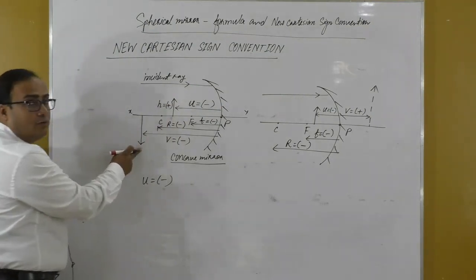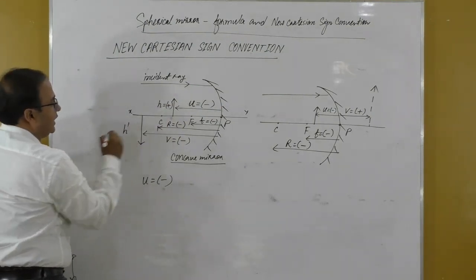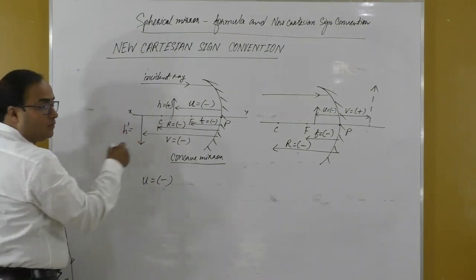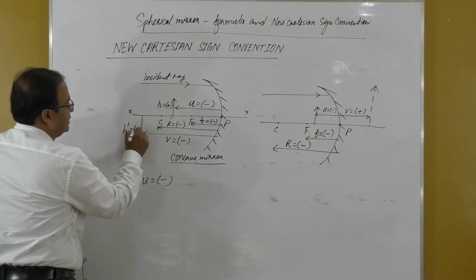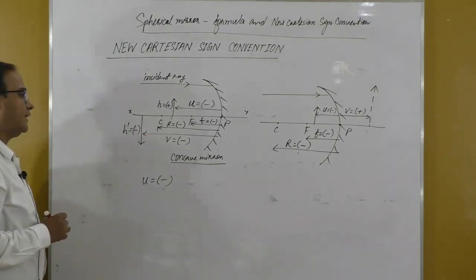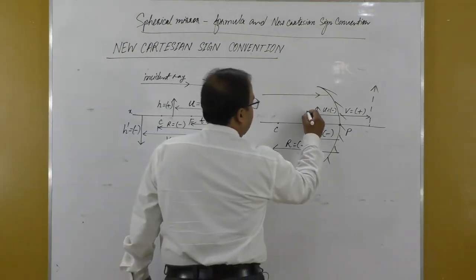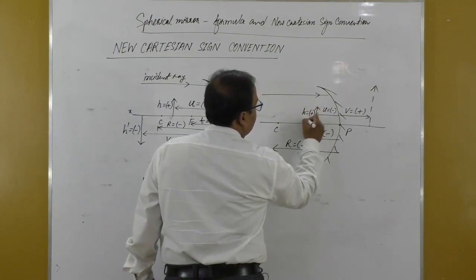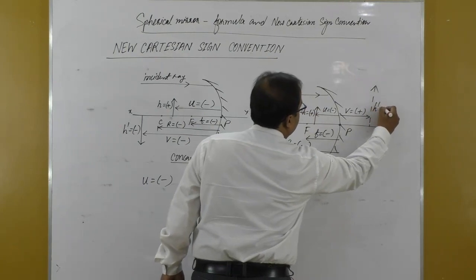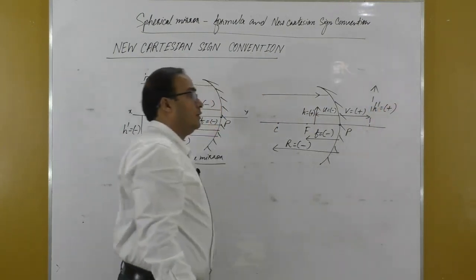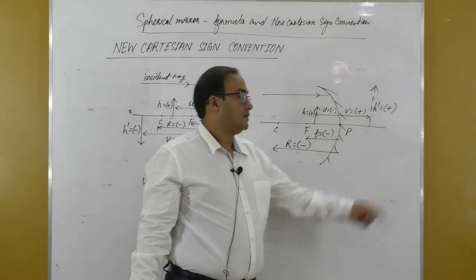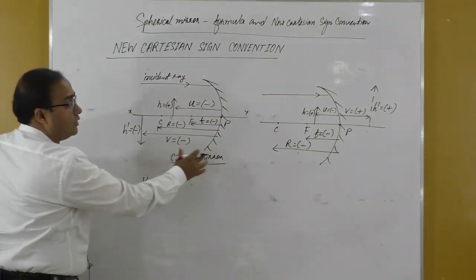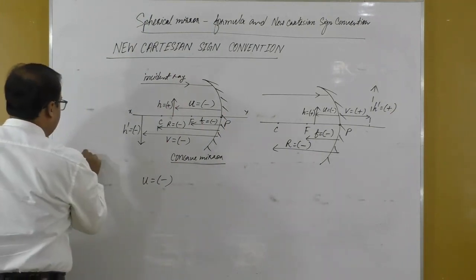A real image is formed here. We represent the height of the real image by h dash, and the height of the image below the principal axis is measured as negative. In this case, the height of the object is positive and the height of the image is also positive because it is above the principal axis. So we have discussed this specially for concave mirror.